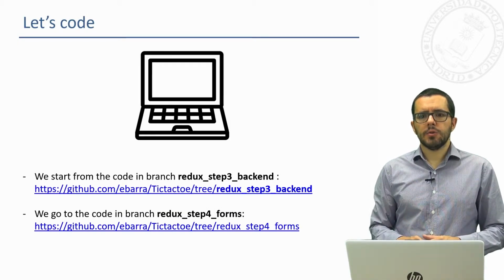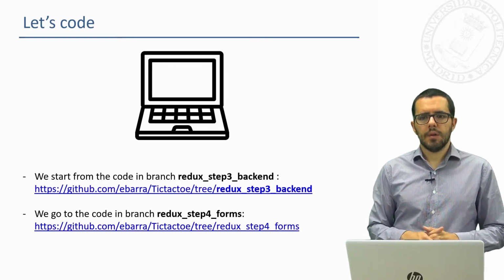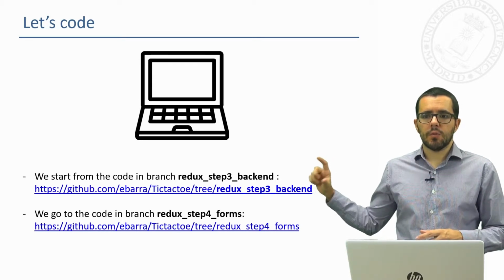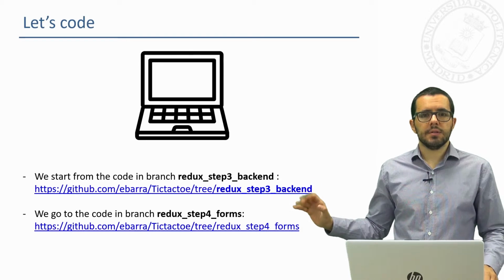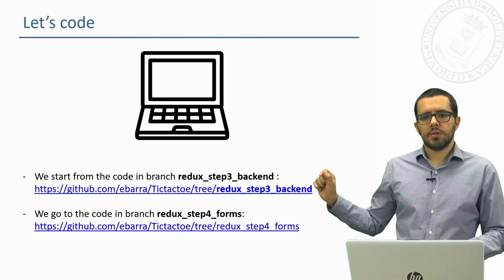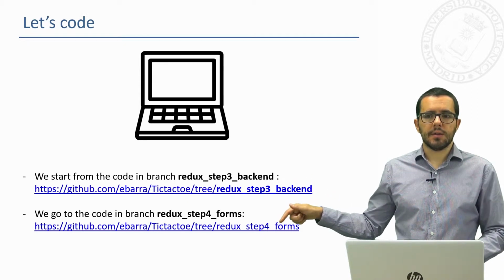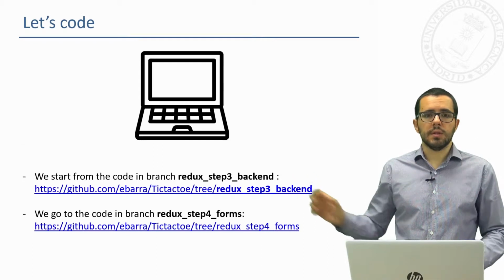In this video, we are going to see how to add a form to our tic-tac-toe. As everything is in a repository, as always, we are going to go from this step to this other step here. They are in two different GitHub branches. So, you can see here at this URL the starting point, and here the finishing point. You can see the code online or download it as a zip.